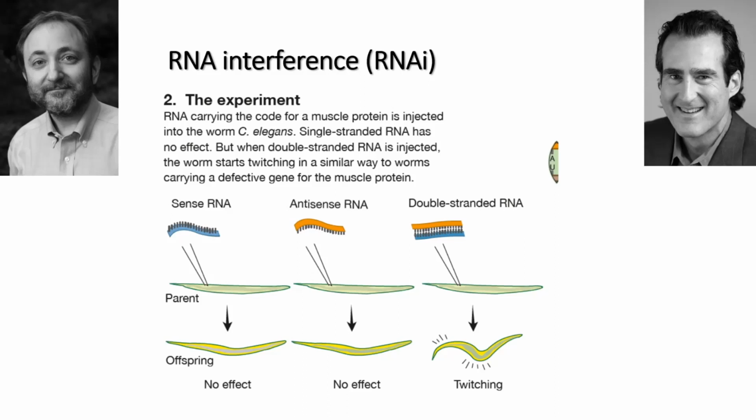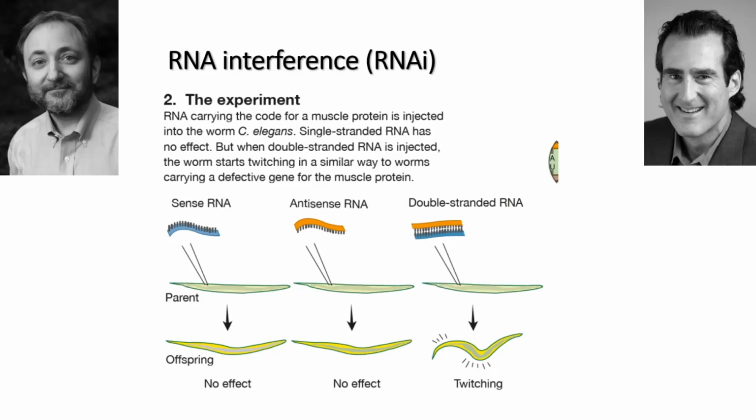So they did an experiment. The sense strand is the coding strand, and antisense is the template strand, I think. So basically they've got some gene, and this was myosin, if I remember right. They injected one single strand of RNA, and basically the worm is fine.